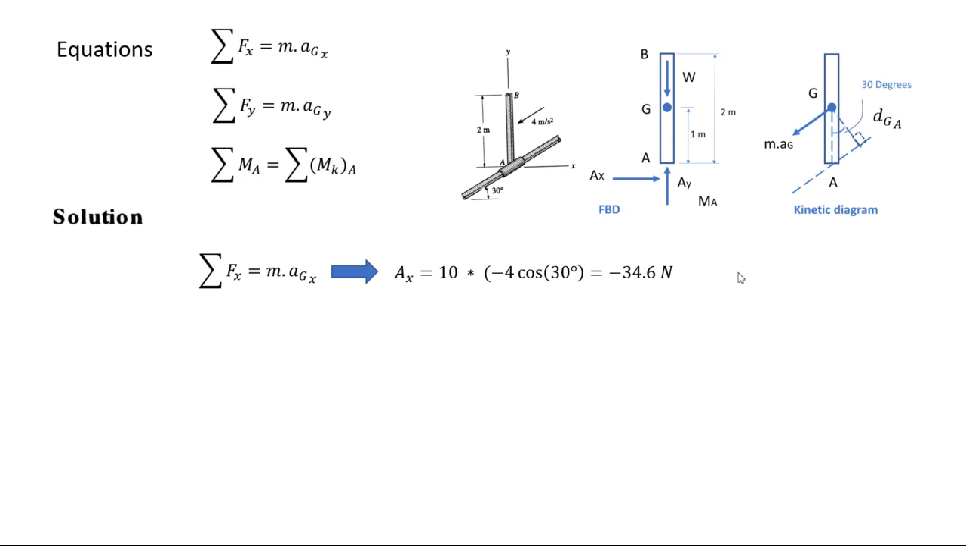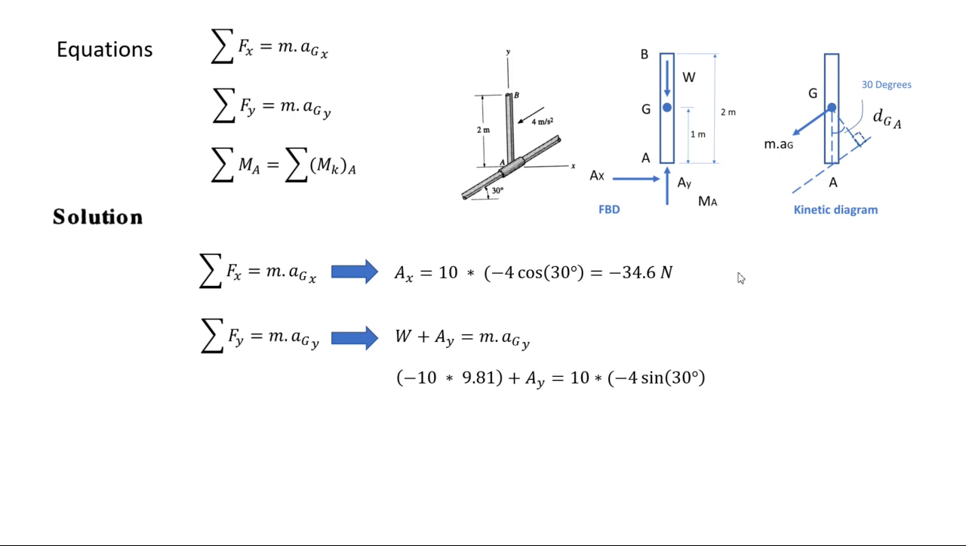Now repeat the same process for the y direction, sigma of the force in the y direction. Here we're going to have both the force at the point A that's going perpendicular and the weight which goes perpendicular downward. So again, a positive and a negative, and on the other side we're going to have the mass multiplied by the acceleration at the point G, in the x-axis, which is also going to be a negative value. So the equation has two components on the left and one component on the right. By putting it all together, the only unknown is the force A in the y direction. So solving that, I can find that the AY is 78.1 Newton.